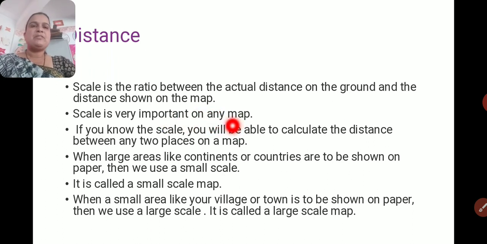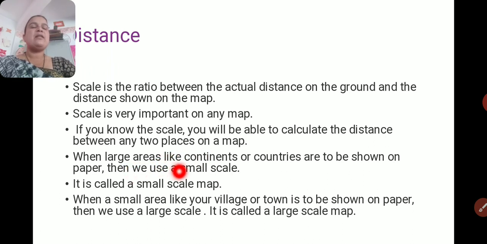So with the help of scale we can find the distance from one place to another place. If you know the scale, you will be able to calculate the distance between any two places on a map.